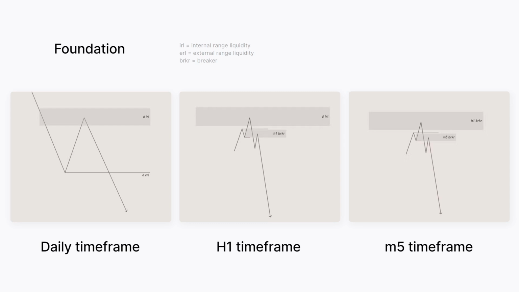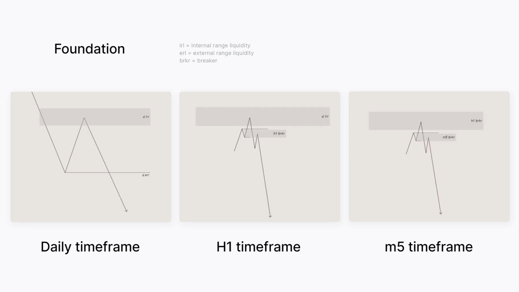Now, what is external range liquidity? Liquidity outside of the range. Yeah, it's simple, right? Trading is simple. Don't make it complicated. Now with internal range liquidity, I mean any PD array inside of the range. With external range liquidity, I mean swing lows if we are bearish or swing highs if we are bullish.